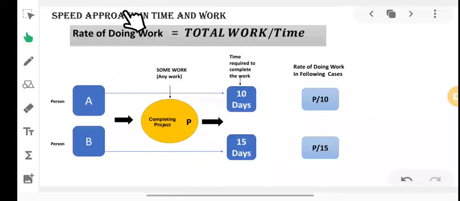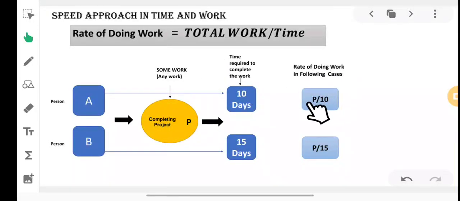You need to calculate the rate of doing work always, so that from the rate of doing work you can calculate any unknown parameter, like the total time required to do some work. So here, if person A takes 10 days to complete a project P and person B takes 15 days to complete the project P, then the rate of doing work for person A is P by 10, that is total work upon time, that is 10 days.